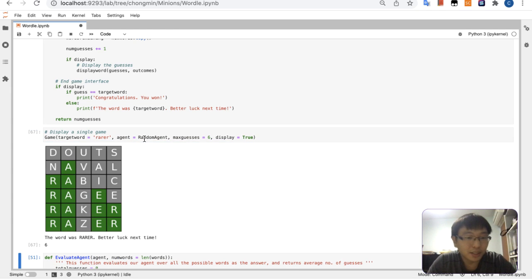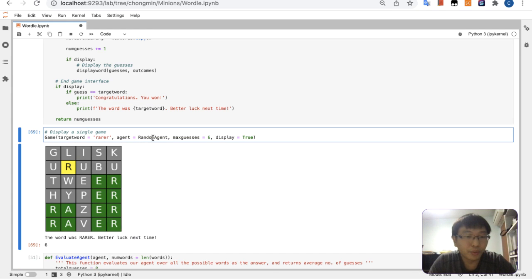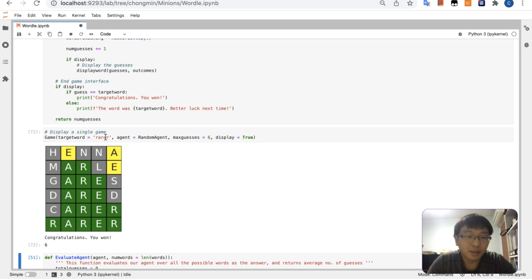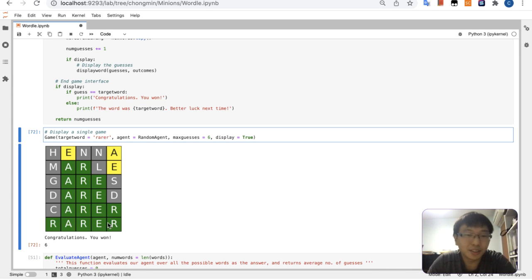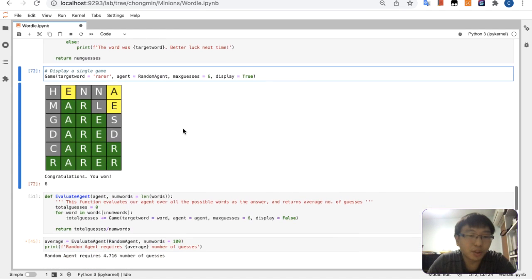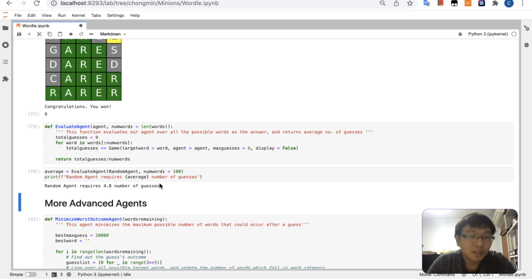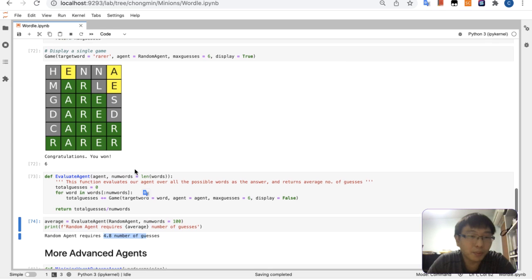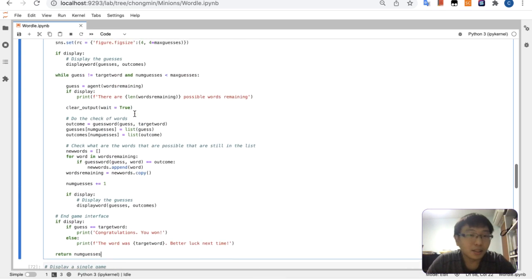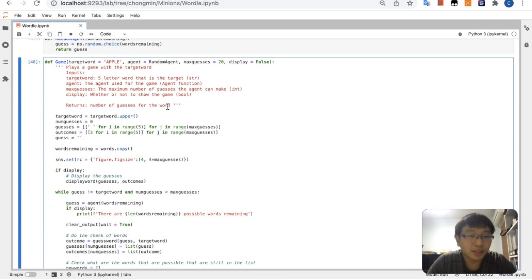Okay, so that's kind of spoiled the bots. You see, if you do a random agent with this word here, if you are not efficient, it doesn't give you the word. Oh, sometimes it solves it. So the random agent is actually pretty competitive. If you evaluate the random agent over like 100 words, you can see that on average it requires 4.8 guesses.